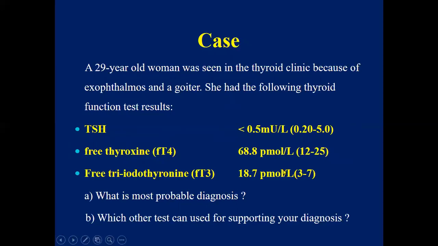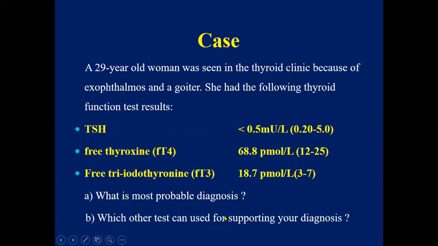Now, this is the case scenario. A 29 year old woman was seen in the thyroid clinic because of exophthalmos and a goiter. She had the following thyroid function test results. TSH is less than 0.5 milli international units per liter; normal is 0.2 to 5, but it is less than 0.5. Free thyroxine is 68.8 picomole, normal is 12 to 25, so it is increased. Free triiodothyronine, free T3, is 18.7 and the normal range is 3 to 7.